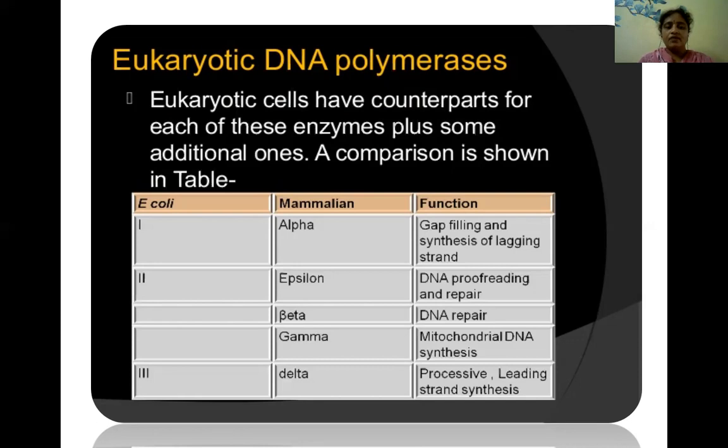First one, E. coli DNA polymerase 1, which is indicated as alpha. Its function is gap filling and synthesis of the lagging strand. DNA polymerase 2, which is indicated as epsilon. Its function is DNA proofreading and repair. Beta function is DNA repair. Gamma function is mitochondrial DNA synthesis. DNA polymerase 3, which is denoted as delta, whose function is processive leading strand synthesis.